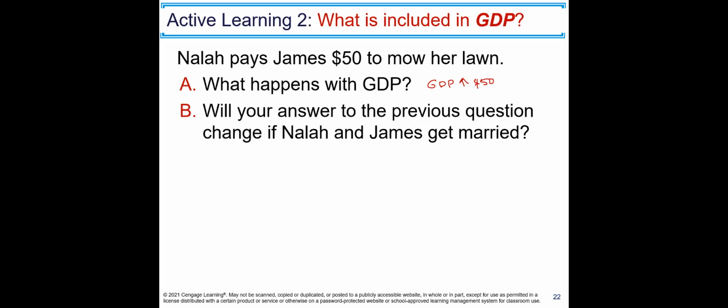Will your answer to the previous question change if Nala and James get married? Yes, then James is going to do this for the family and there is not going to be exchange of money. Therefore, anything that's done in the house and doesn't have a market value is not included in the GDP. If they get married, the value of this service is not going to be included in the GDP.